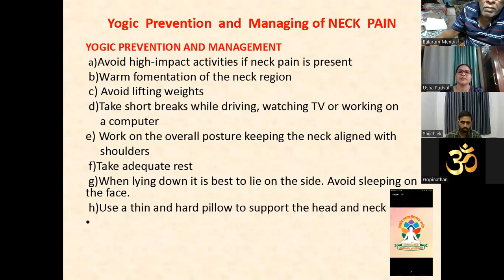Avoid high impact activities if neck pain is present. Warm fomentation of the neck region. Avoid lifting weights. Take short breaks while driving, watching TV, or working on the computer. Work on the overall posture, keeping the neck and shoulders aligned. Take adequate rest. When lying down, it is best to lie on the side. Avoid sleeping on the face. Use a thin and hard pillow to support the head and the neck.